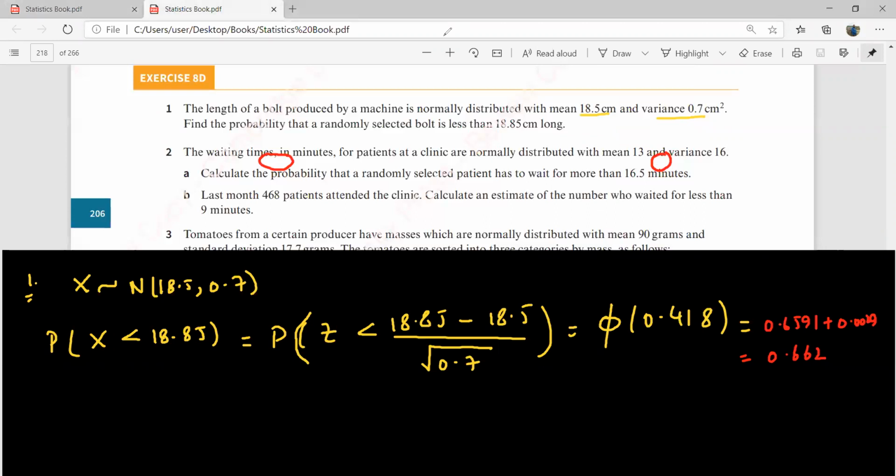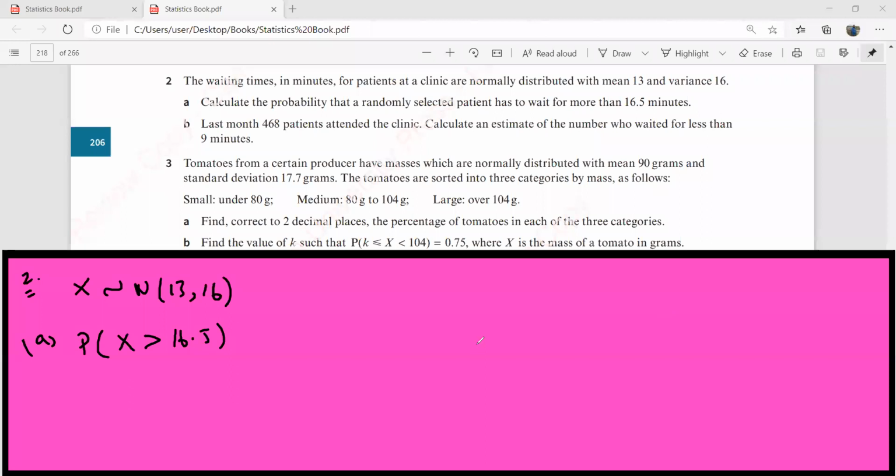Okay, so let's go into the second question then. It says the waiting times in minutes for patients at a clinic are normally distributed with mean this. You can try this question in the meanwhile, while I make the area for this. I have written all this given information in part A in mathematical notation here, so I'll be directly standardizing from this level.